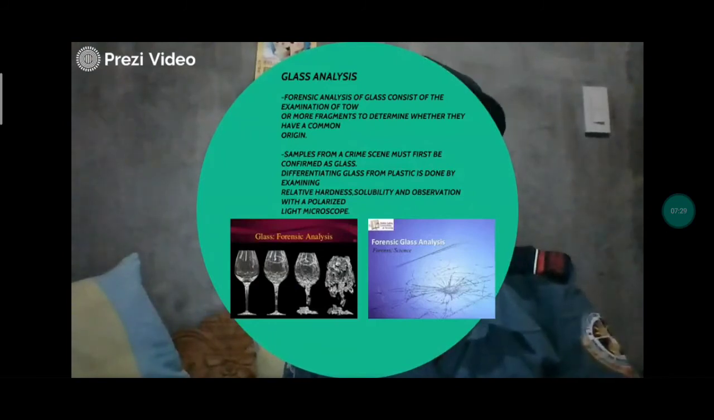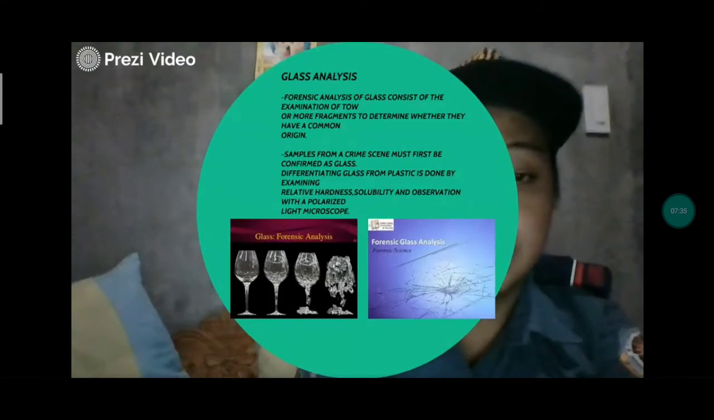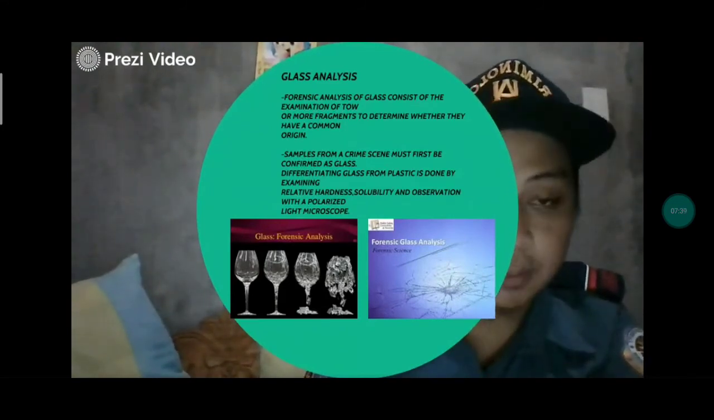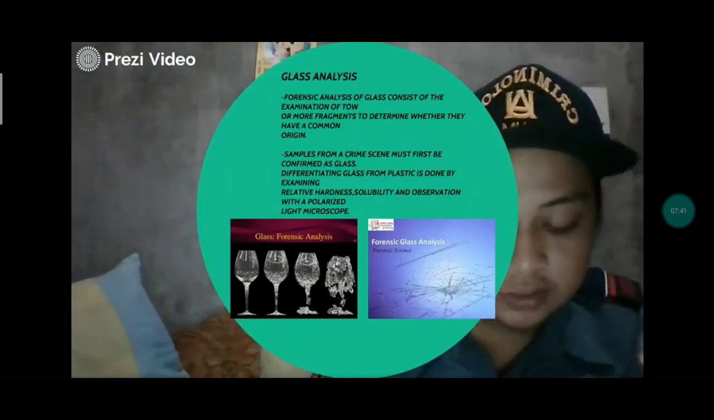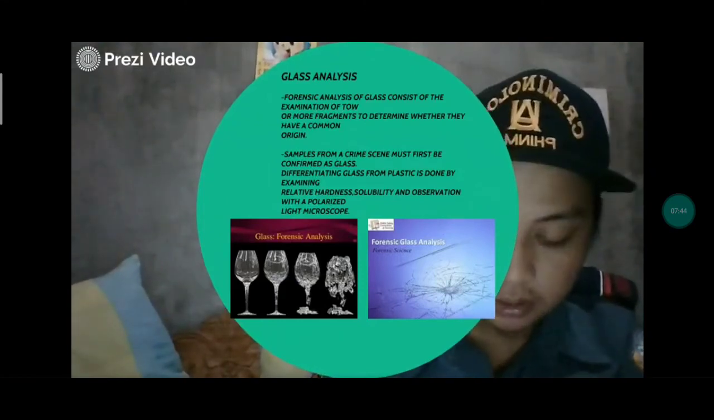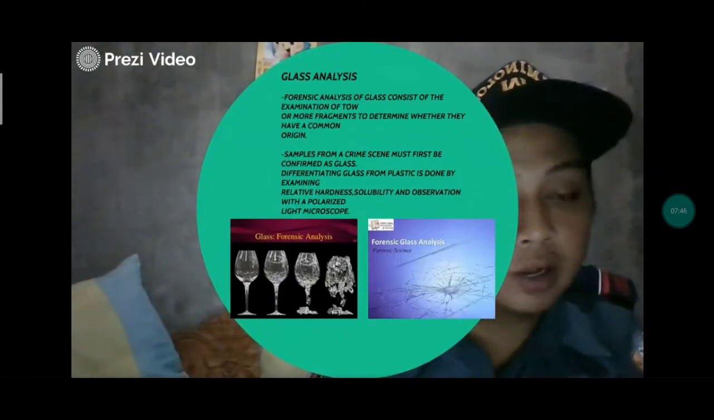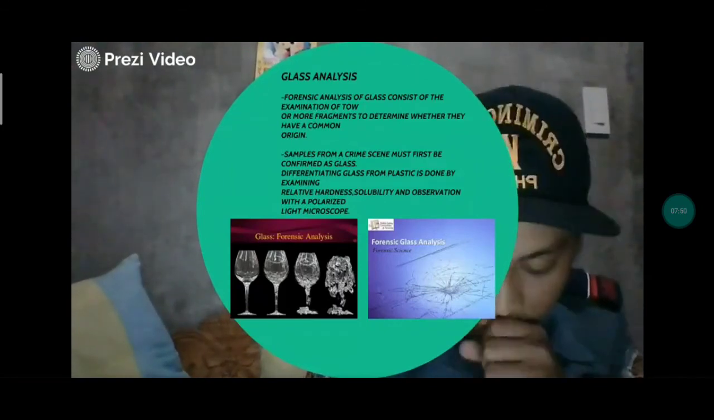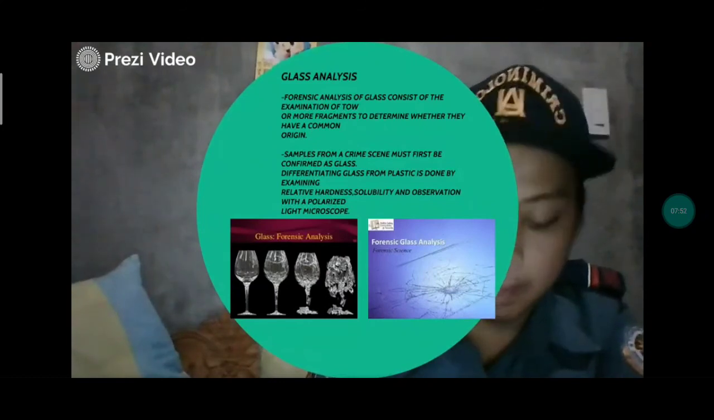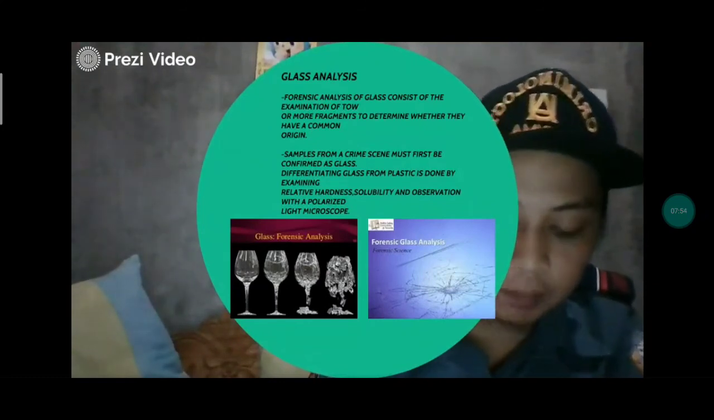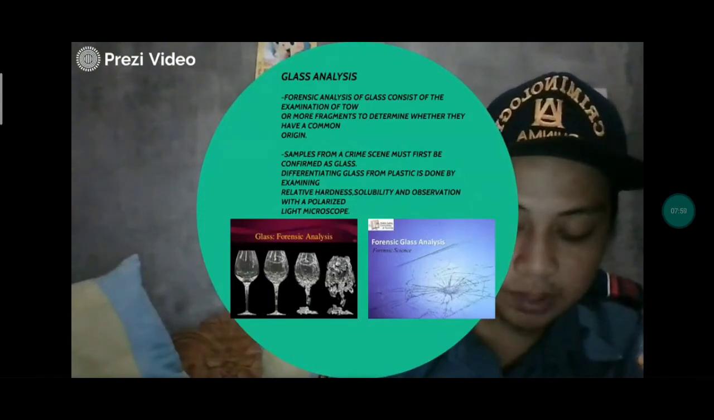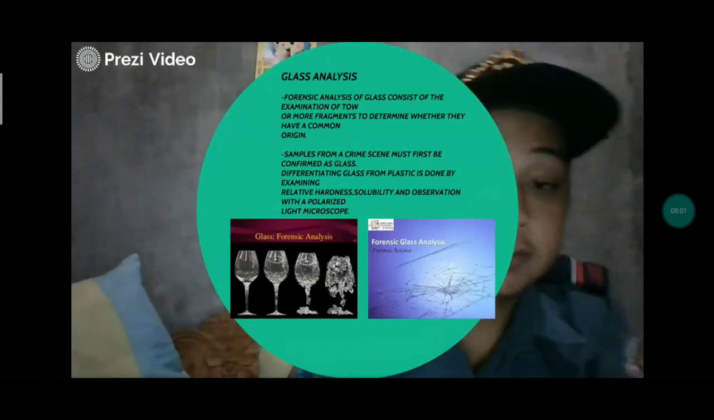Glass analysis. Glass analysis includes determining the type of glass based on glass fragments. Basic properties such as color, thickness, and curvature can also help to identify different samples of glass just by looking at them. Optical properties such as refractive index are defined by various manufacturing methods.